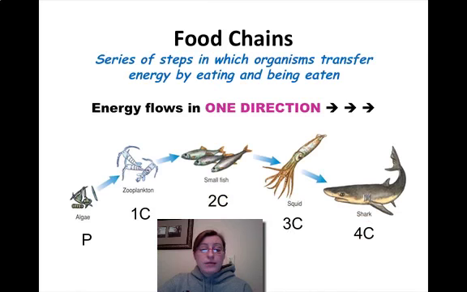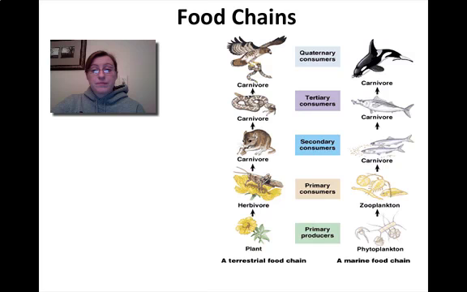Okay, so here we have the answer key. We only have one producer in this food chain, and then the rest are all going to be consumers, and the numbers are going to reflect what level consumer they are. So in this case, our shark is our top consumer.